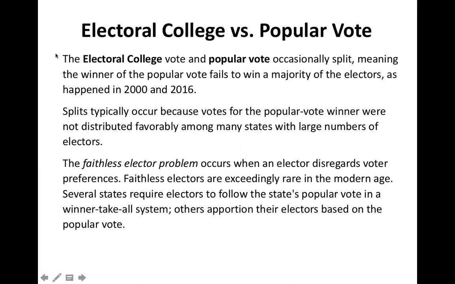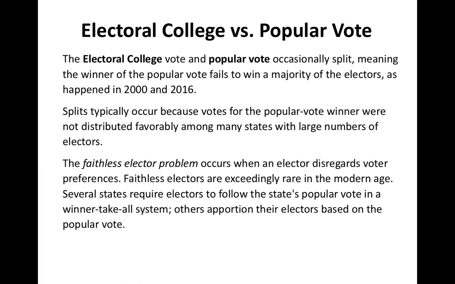Sometimes, like I said, the Electoral College and the popular vote split, meaning the winner of the popular vote fails to win a majority of the electors. This happened in 2000 and 2016. So splits typically occur because votes for the popular vote winner were not distributed favorably among states with large numbers of electors. So then the faithless elector problem occurs when an elector disregards voter preferences.